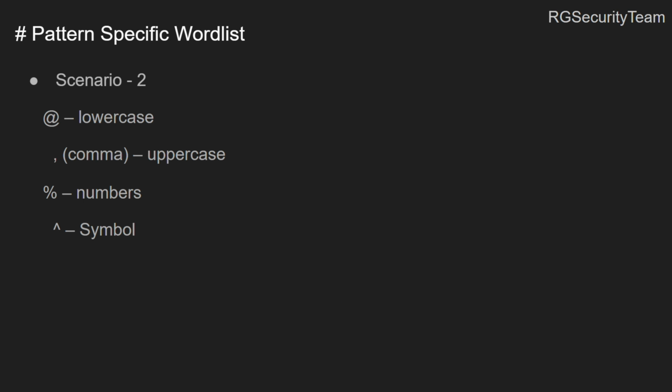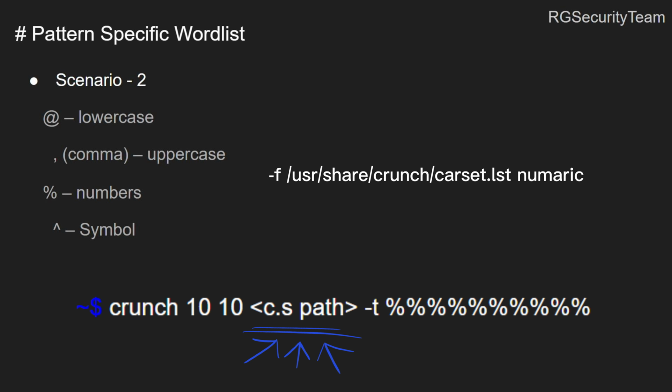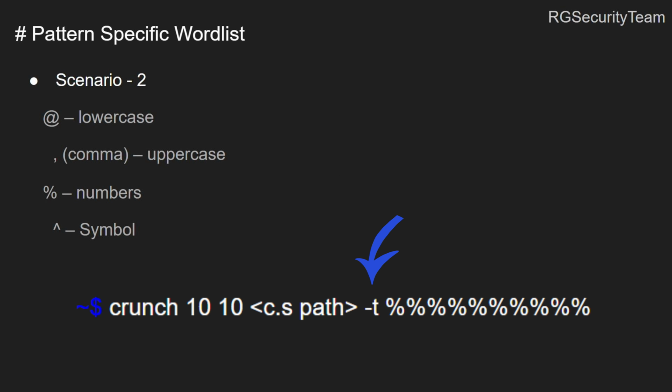Let's talk about the second scenario. Suppose you somehow found out that your victim or target used his phone number in his password. Now see what I did here. I simply gave crunch, then minimum and maximum length 10, because usually we know that the phone number is neither less nor more than 10 digits. Then here, I gave the path for the character set. Here you must remember, whenever you use a character set, give -f, and then give the path for the character set. Then I gave -t for the pattern.